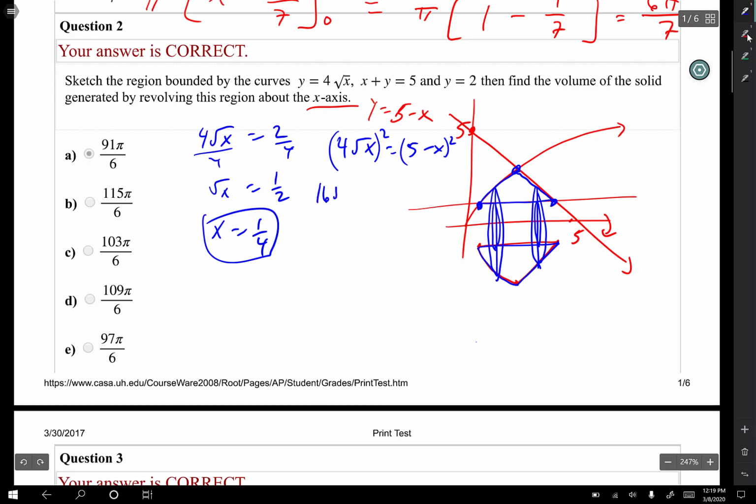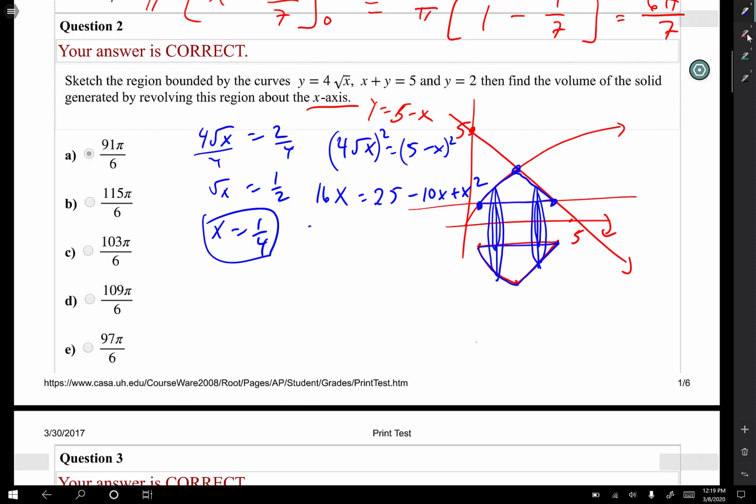Square. So I'm going to have 16 x equals 25 minus 10x plus x squared. All I did was square it, guys, so parabola. Oh, I don't have the square root of x, I just have x, right? Almost found a mistake there.